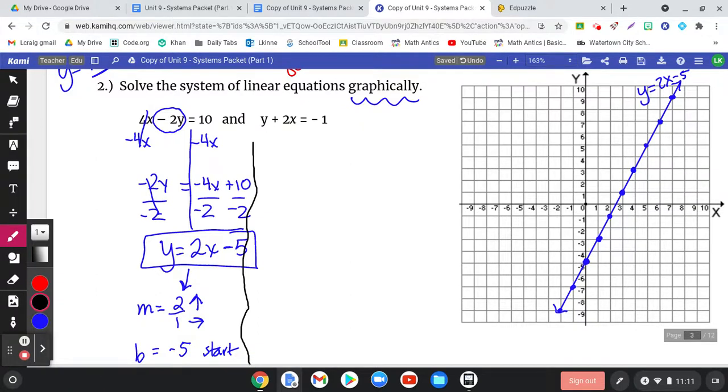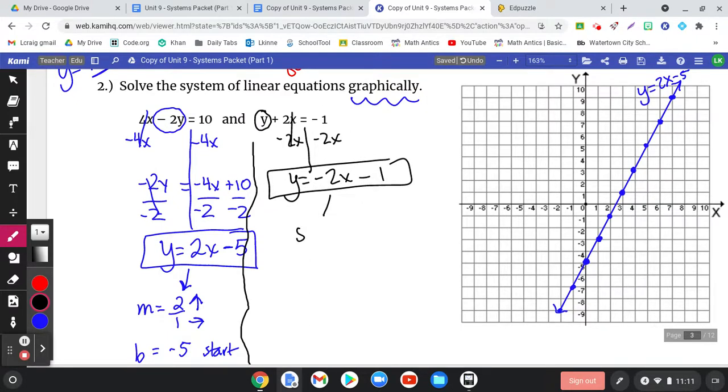All right, on the other side, there's not much to solve, but y is not by itself. I got to get that plus 2x to the other side, so I'm going to subtract it, and I'm left with y equals, we'll put the negative 2x first, then the minus 1. Remember, your slope is negative 2 over 1, and your y-intercept is negative 1, which is where we'll start. And since your slope's negative 2 over 1, we're going to go down 2 over 1. So down 2 over 1, down 2 over 1. By the way, if these both were 2 or both negative 2 for the slope, they would be parallel and there wouldn't be a solution.